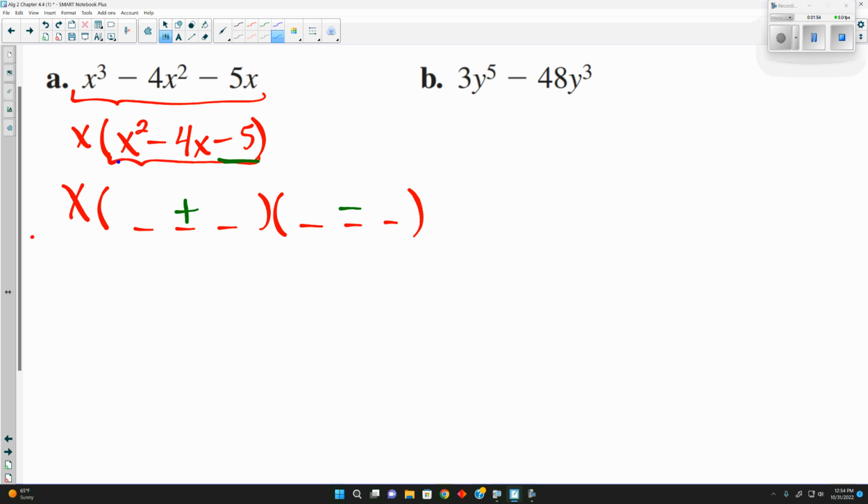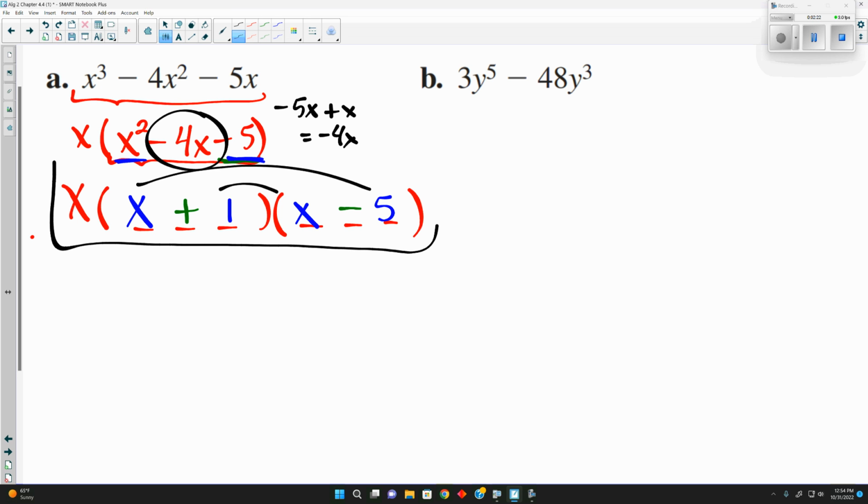Now we look at the factors of the first and third term. Well, the factors of x squared are x and x. 1 and 5. Which one would be positive and which one would be negative? 1 would be positive and 5 would be negative, and we can check this to make sure. X times negative 5 is negative 5x. 1 times x is plus x, which gives us a negative 4x. And that's it. That's not anything different than we've done before. It's just now the greatest common factor has variables instead of just being numbers.